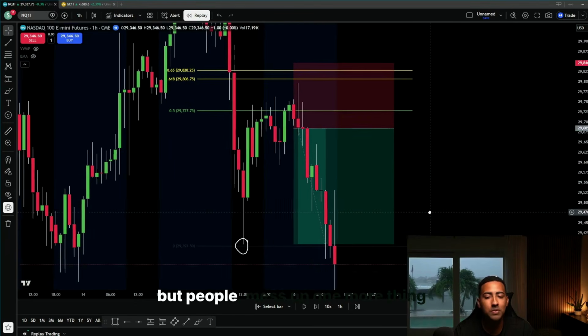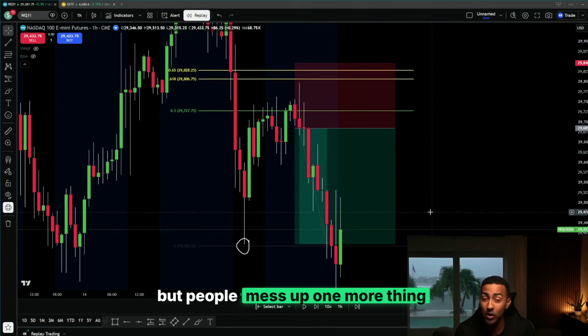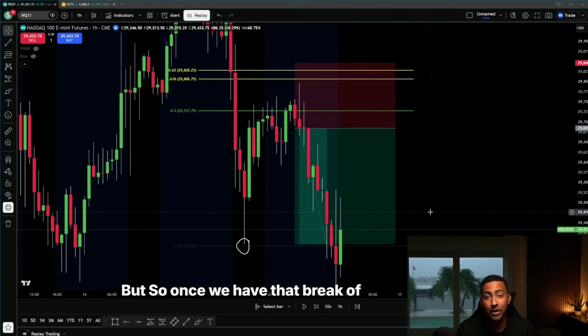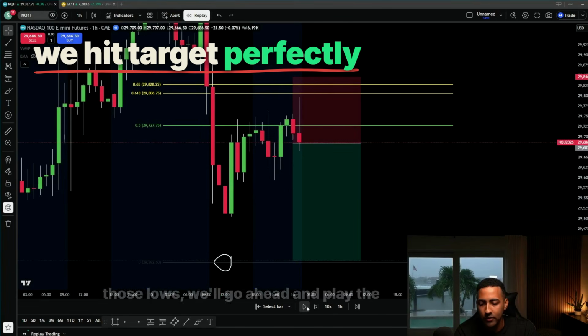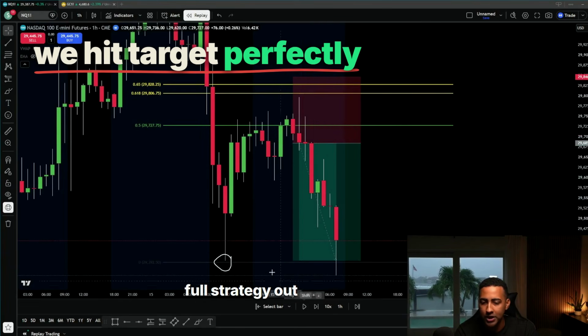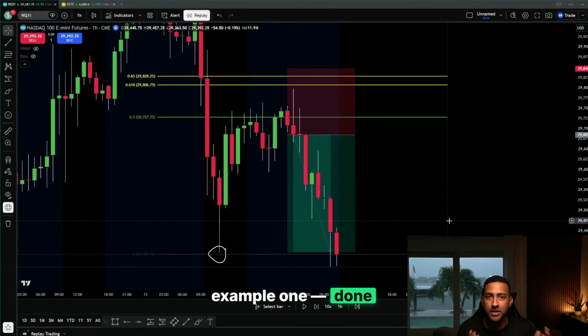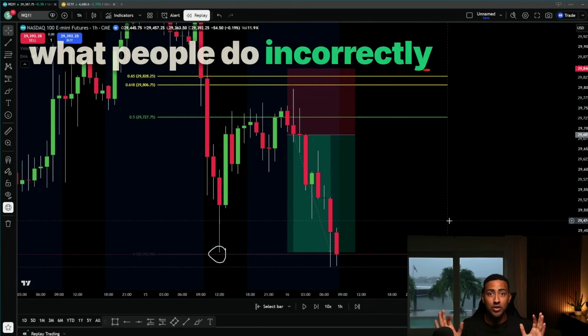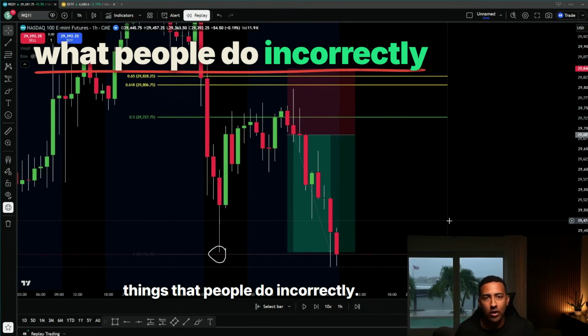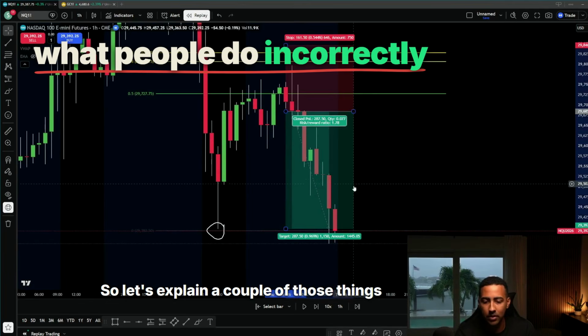But remember, most people still mess up one other thing, and we're going to explain that very quickly. Once we have that break of those lows, we'll go ahead and play the full strategy out, down to swing lows, and we hit target perfectly. So that's the first example of this strategy. But remember, there's still a lot of things that people do incorrectly. So let's explain a couple of those things right now.